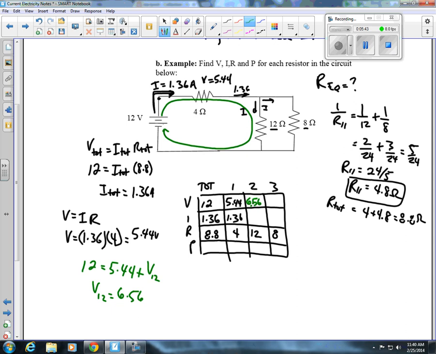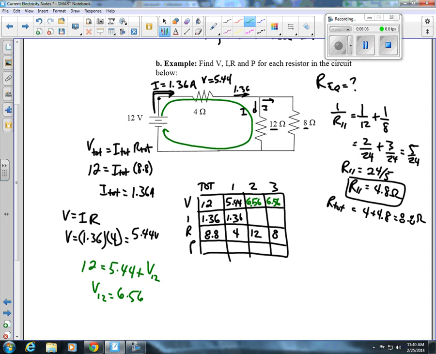Now, I'll get the same thing if I do the outside loop. If I go through the outside loop, I gain 12 in the battery, and then there's 5.44 in the first resistor, then I only go through the 8 ohm resistor, so it's going to be 6.56 there also. Now I know V's should be the same in parallel, and these two are in parallel with each other, so those V's are going to be the same.